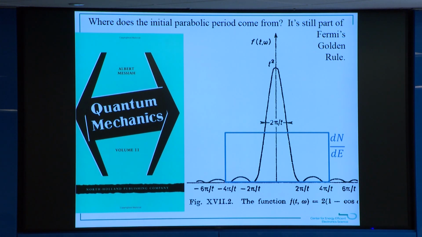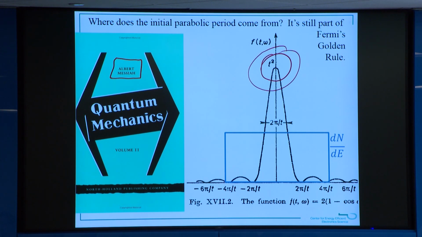So now where does that initial parabolic period come from? If you look, and this is a book by another one of these French masters of quantum mechanics, Messiah, he has this figure, which I copied right out of his book. And he says, oh, wait a minute, initially at short times, the probability, this is the growth of probability at early times, it does indeed grow quadratically. The probability of a transition grows quadratically. And so for short times, you do not follow normal Fermi's golden rule. And it actually changes quadratically.